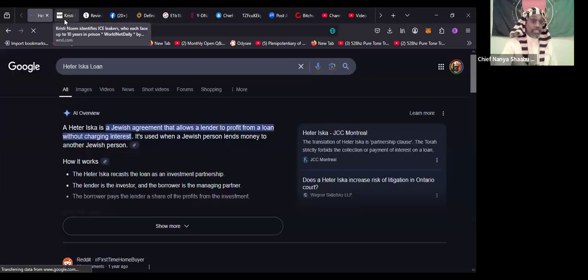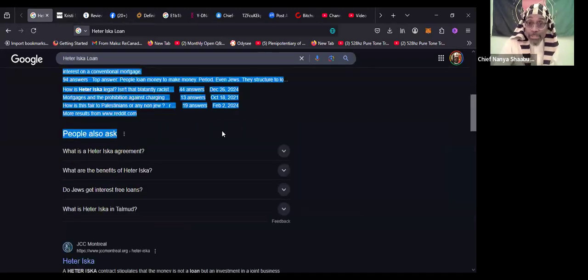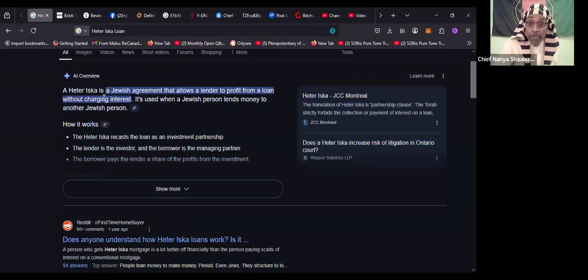Well, you know what Jews do? Let me show you what Jews do. I'll see if I have the tab open still. Jews do this. It's called a heter iska, and it's a Jewish agreement that allows a lender to profit from a loan without charging interest.